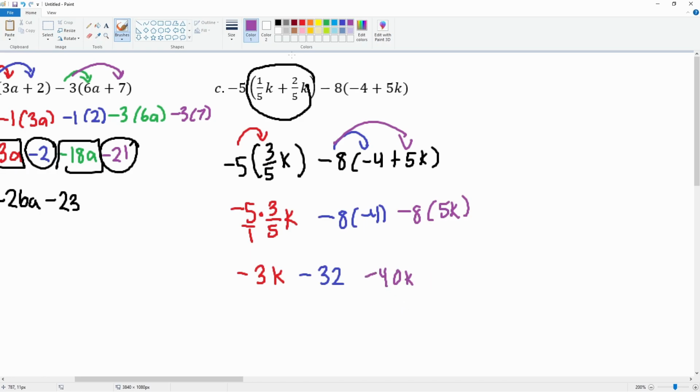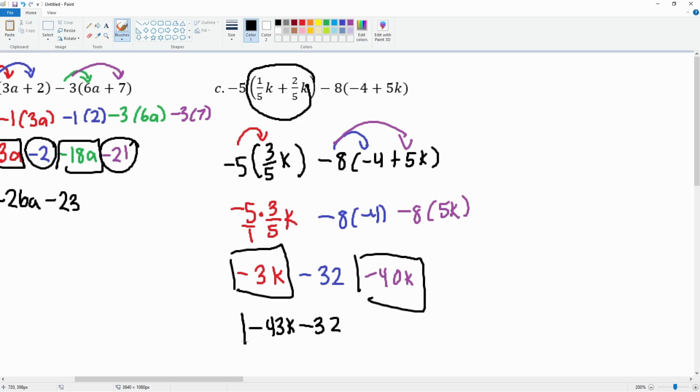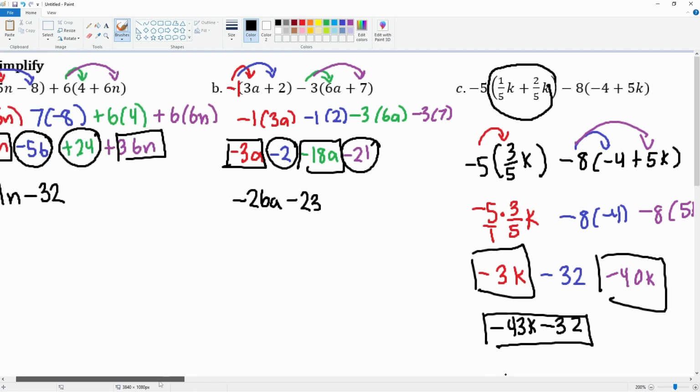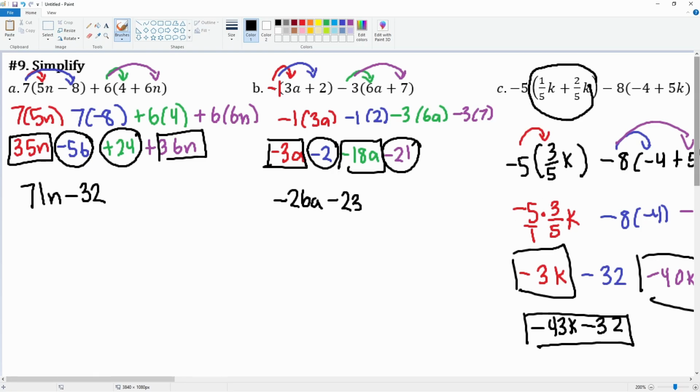There are some like terms here. Notice the k's and k's are like terms. -3k and -40k becomes -43k. Bring down that -32. There you go. That would be your answer. -43k minus 32. There you go. That is how you simplify these expressions. You distribute and then combine like terms.